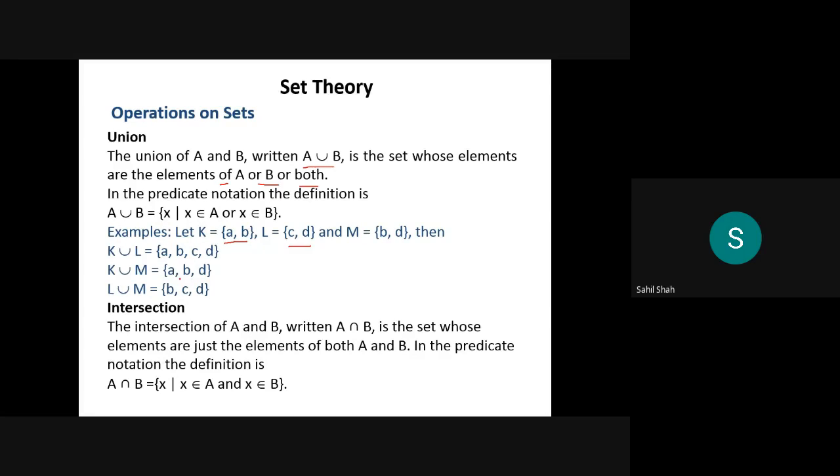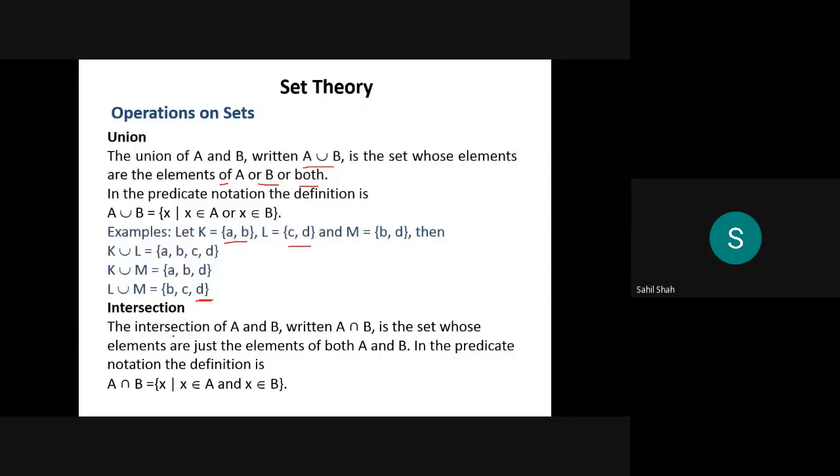You should not write A, B, B, D, because you are not going to have any repetition. It will have all distinct elements. So what is the union of L with M? It will be B, C, and D. D is repeated, still we are taking it only once. So how can I define this in terms of predicate or set-builder notation? A union B is the set of all x such that x belongs to A or x belongs to B.